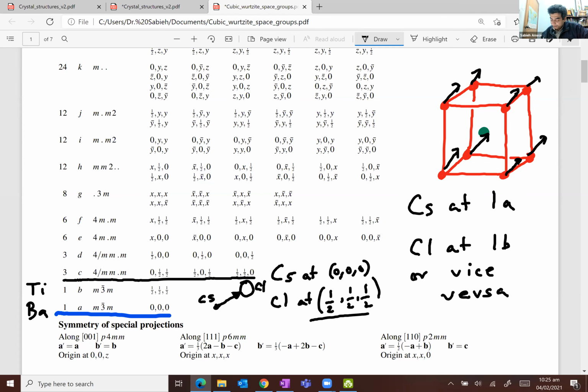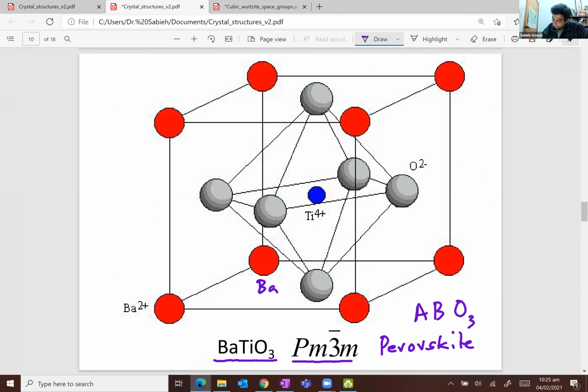And where are the oxygen atoms? They are at the centers of the faces. Look at the coordinates: 0, half, half; half, 0, half; half, half, 0. So let's look at this oxygen atom here. Its location is half, 0, half. So along X, it's not on the outer edge, it's inside the unit cell, and its location is half, 0, half. Likewise, this location is 0, half, half.